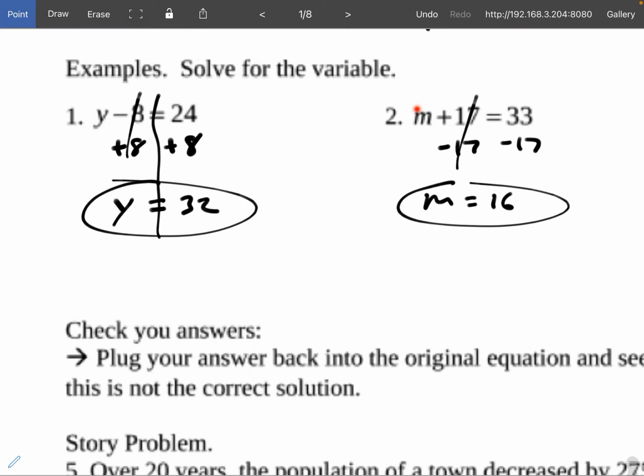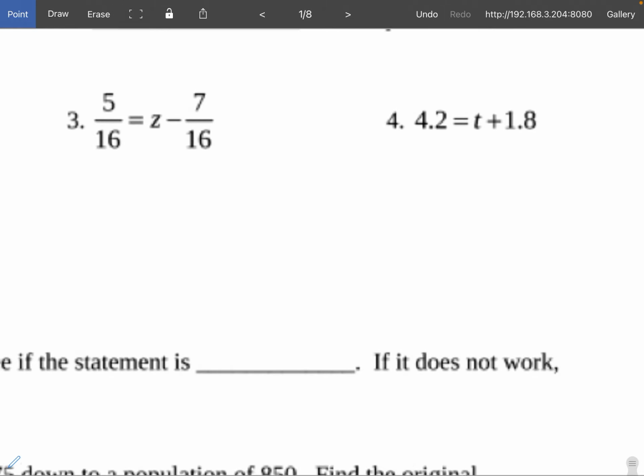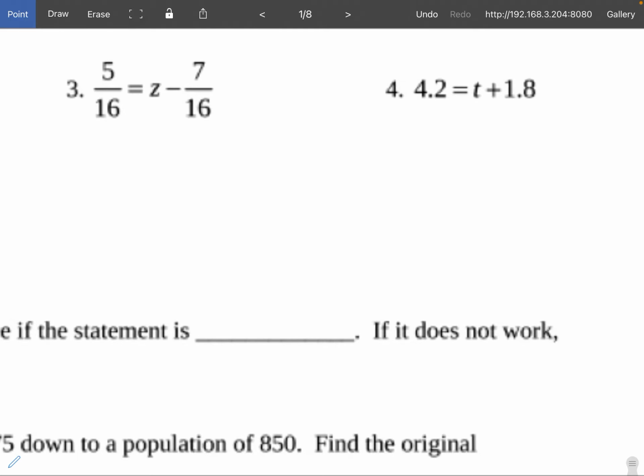And again, if you want to check it, do it in your head or on the calculator. You just plug 16 in right here for m. So replace m with 16. You get 16 plus 17. Yeah, that would equal 33. So that would check. And then I think there's a couple more.